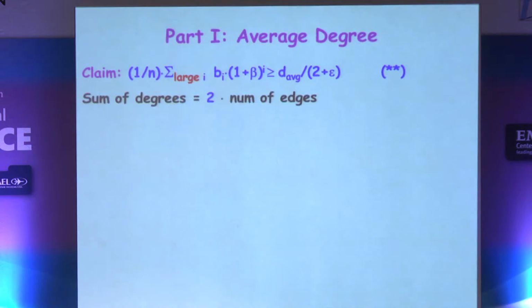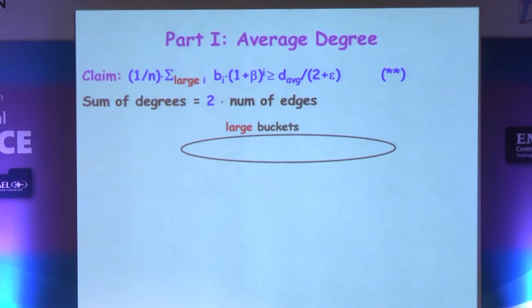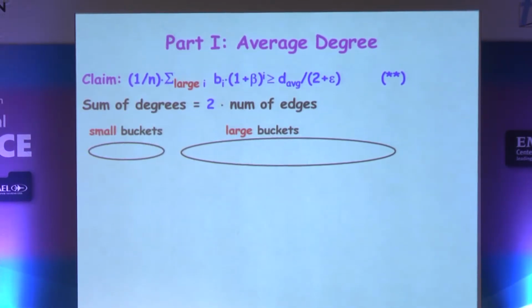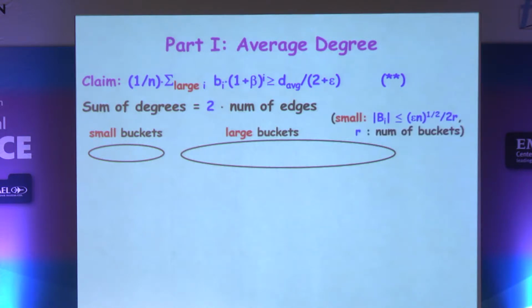Okay, so let's remember, what is the sum of the degrees? The sum of the degrees, which is what I'm summing over in this sum, is just twice the number of edges. So let's look at this illustration. I have large buckets, those are all vertices that belong to large buckets, and I have small buckets, all vertices that belong to small buckets. So what edges contribute to this sum here? Small, again, is just my definition of small.